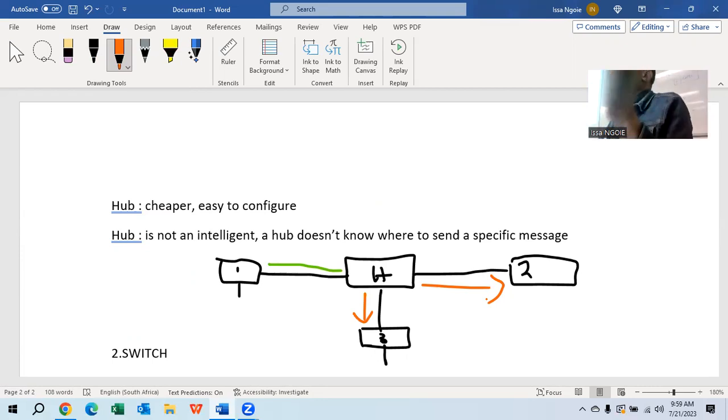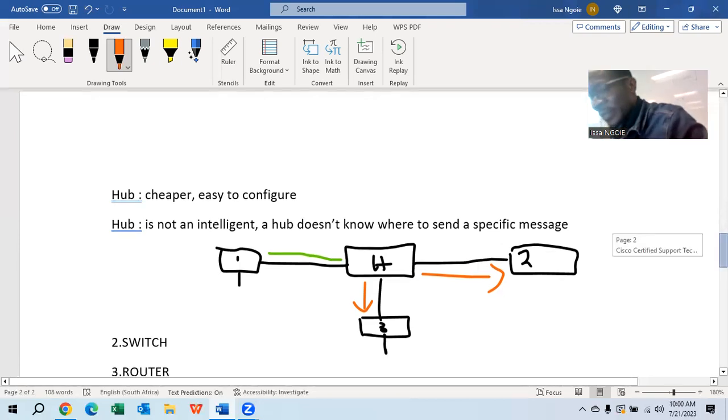Only the one that must receive the message will keep it. But at least they're going to see the message before discarding it, before deleting it. This is the major drawback that you must keep for the exam: a hub is not a smart device. A hub doesn't know how to send a specific message to a specific device. A hub will send to every device that is connected to it. Done with that hub story.